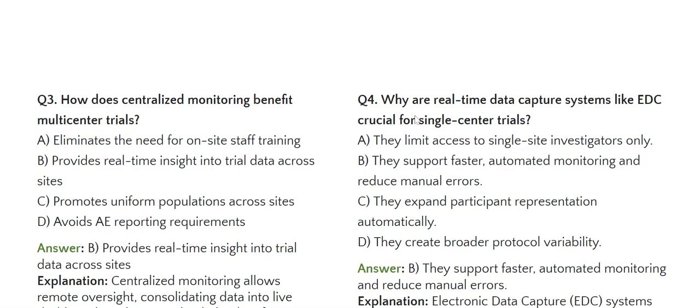Question 4. Why are real-time data capture systems like EDC crucial for single-center trials? A, they limit access to single-site investigators only. B, they support faster automated monitoring and reduce manual errors. C, they expand participant representation automatically. Or D, they create broader protocol variability. As we know here, why do we need real-time data capture? The only one applicable is that they support faster automated monitoring and reduce manual errors or manual bias. So B is the answer.